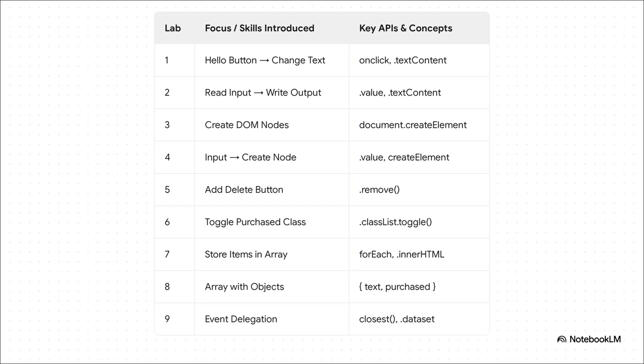Okay, let's actually dive into this blueprint. This is our lab book, and it's basically our roadmap. Just look at the progression. We kick things off with something so simple, just a hello button in Lab 1. But by the time we get to Lab 9, we're playing with pro-level concepts like event delegation. This is the exact path we're going to follow, building up our skills one recipe at a time.